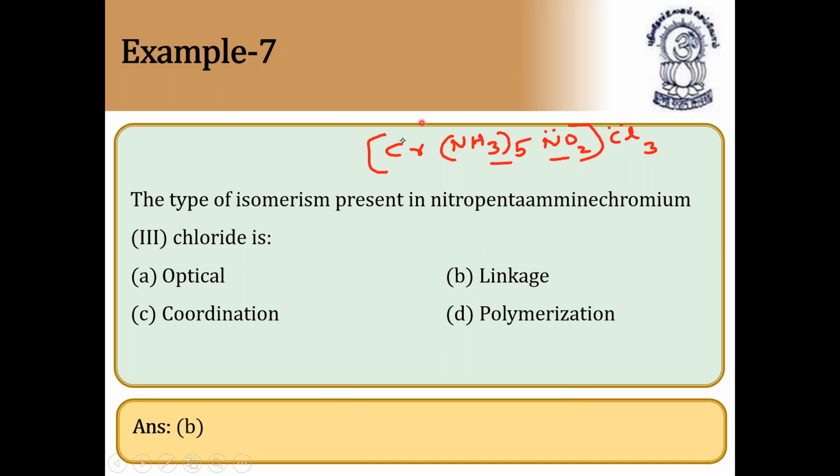So the same compound you can write as Cr NH3 taken 5 times, with Cl3 inside and NO2 outside. This could again be Cl2 inside, Cl2 only, because nitrogen will give 1. So the donor atom can be nitrogen of NO2, or the donor atom can be chlorine. That's why it is called linkage isomerism. So you should be thorough with all the topics.